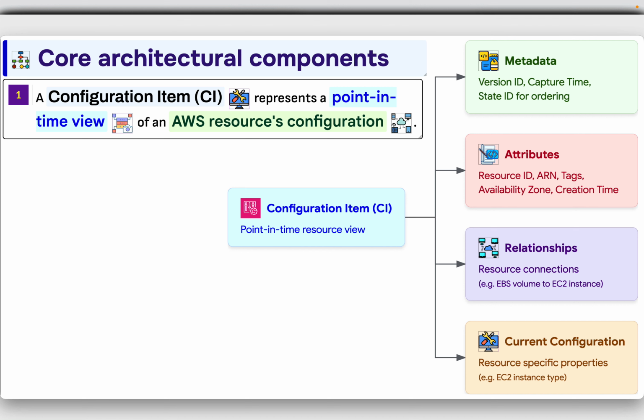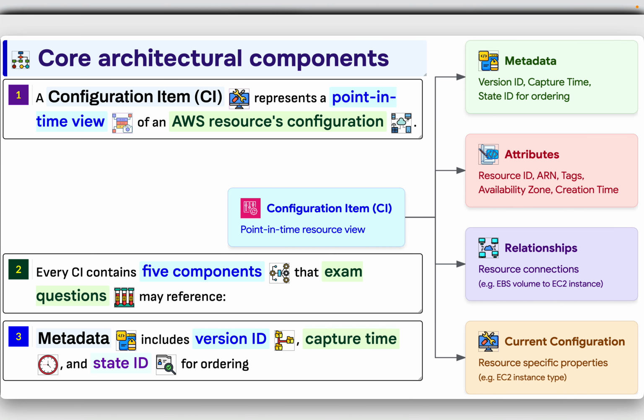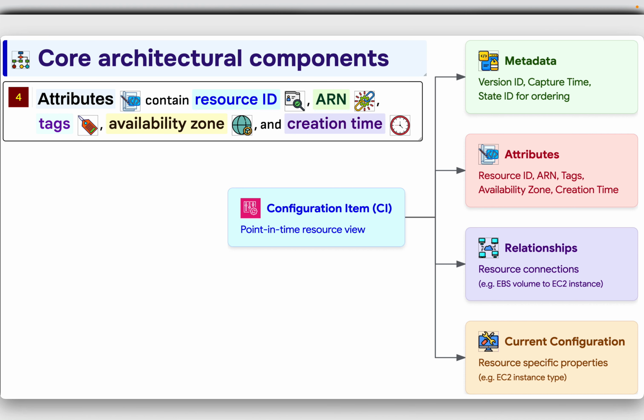Fifth topic is core architectural components. First one is the configuration item. A configuration item represents a point-in-time view of AWS resource configuration. Every configuration item contains 5 components that exam questions may reference. First one, metadata. This component includes version ID, capture time, and state ID for ordering. Next one is the attributes. This component contains resource ID, ARN, Amazon resource name, tags, and availability zone and creation time.